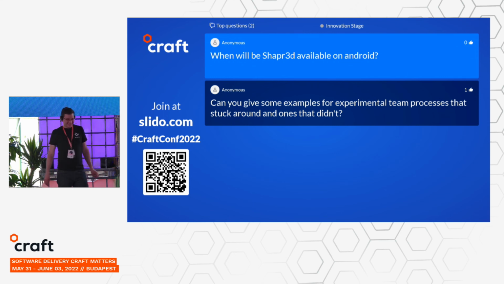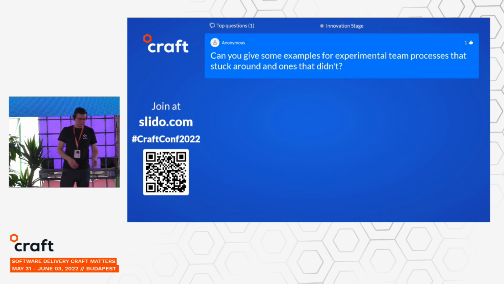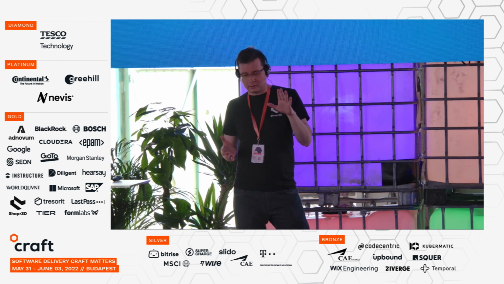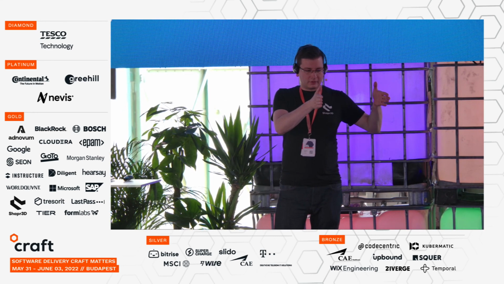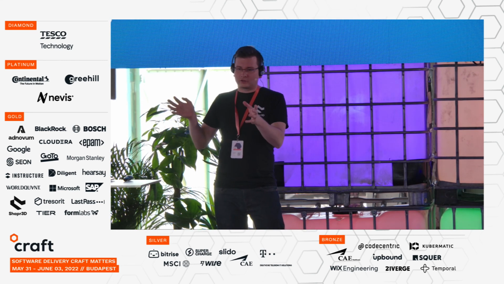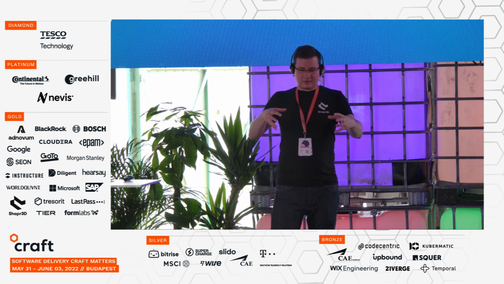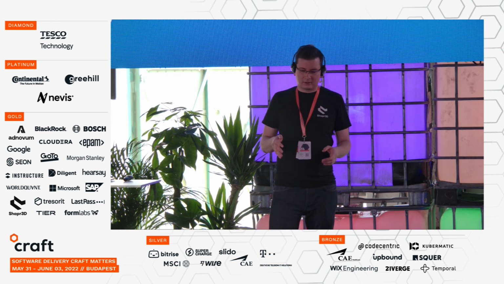Okay. Can you give some examples of experimental team processes that stuck around and ones that didn't? Yes. The one that didn't stick around was how we work together with our technical artists, because the way engineers work is generally very structured and the way artists work is generally very unstructured. So how do you mix and match the two in a way that you still represent the work on our task board? We use Jira for tracking our tasks.